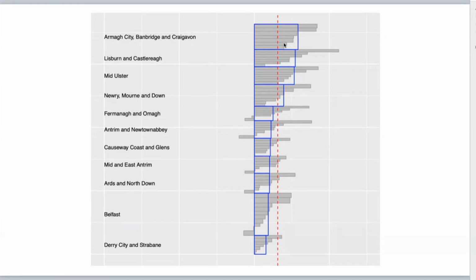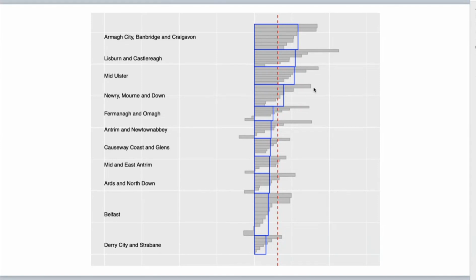Then the area of this must be the absolute increase. And what I've done here is I've got the overall increase for Northern Ireland, the red dotted line. I then got the local government districts, and they've been sorted according to the percentage increase. So you can see Armagh City, etc., was the highest percentage increase. Derry City and Strabane was the lowest. And then within each of those, we've got the district electoral areas, the DEAs, and they are shown as well.